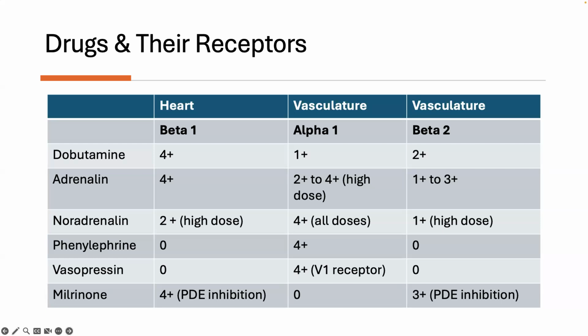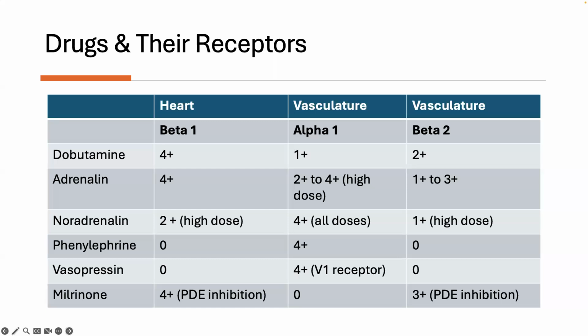So low dose adrenaline will increase your contractility. It will drop your systemic vascular resistance. It acts in a manner which is very similar to dobutamine. If you go to high dose, the situation changes fairly dramatically. Noradrenaline is the other way around. Noradrenaline is for all intents and purposes a strong alpha agonist, so it's a very strong vasoconstrictor.